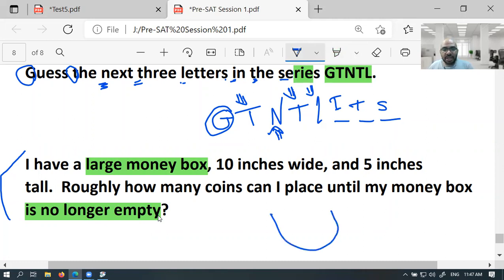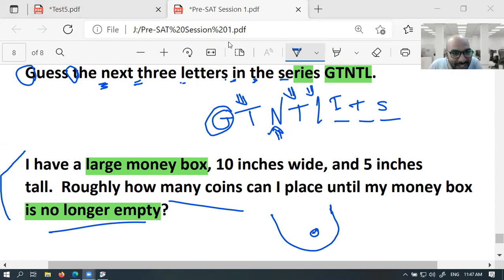This is an empty container, right? How can I make it not empty? If I put anything, this is empty. If I put one coin, it's not empty, right? One only makes it no longer empty. This is the answer. I just put one coin. How many coins? One coin. If I put one coin, would it be empty? No. Then one coin. Just one coin.